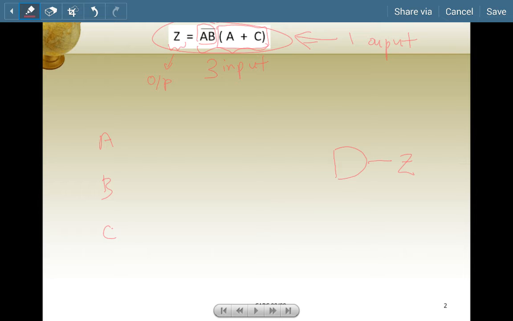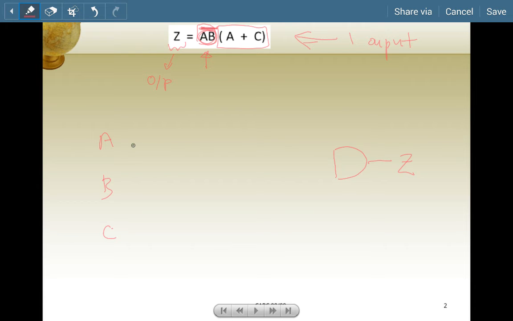Once you have that in place, let's start working on the individual inputs. Maybe let's clear the screen a bit. Let's work on this portion here first. I'm trying to have AB, and I'm going to invert the entire thing here. Note that the inverter sign is cutting across the entire expression, so I'm going to invert A AND B.